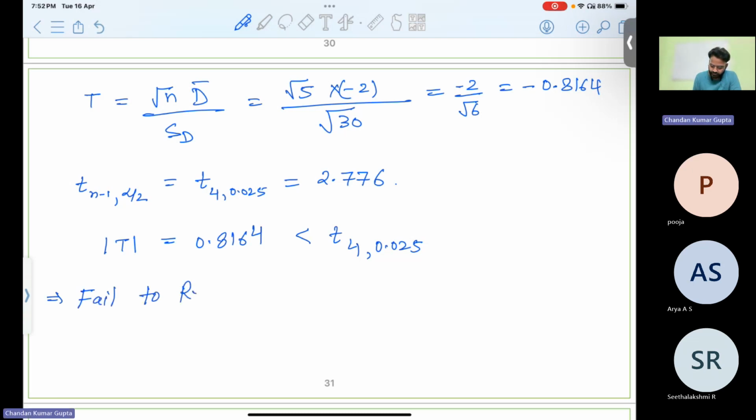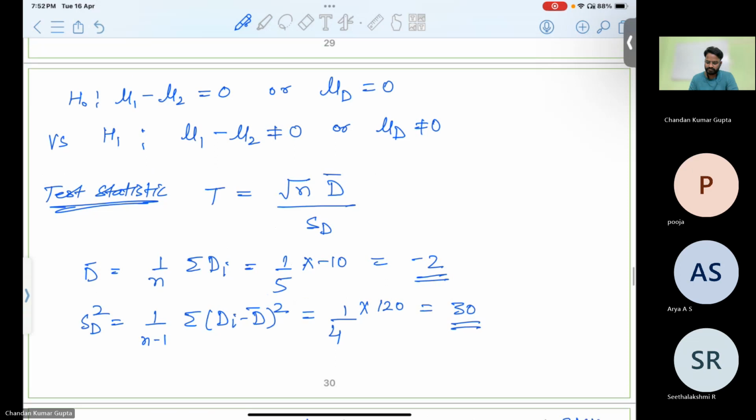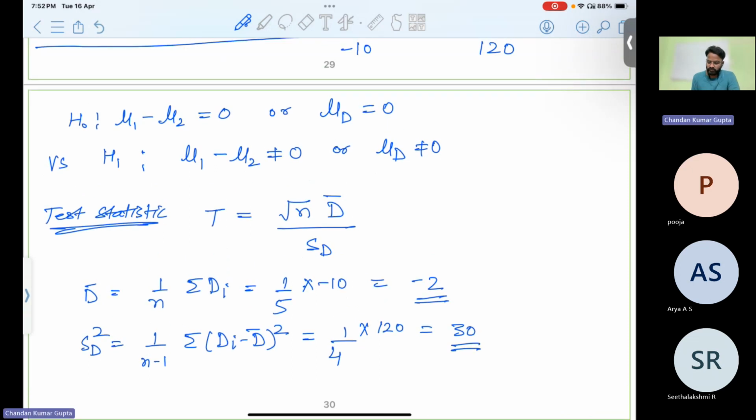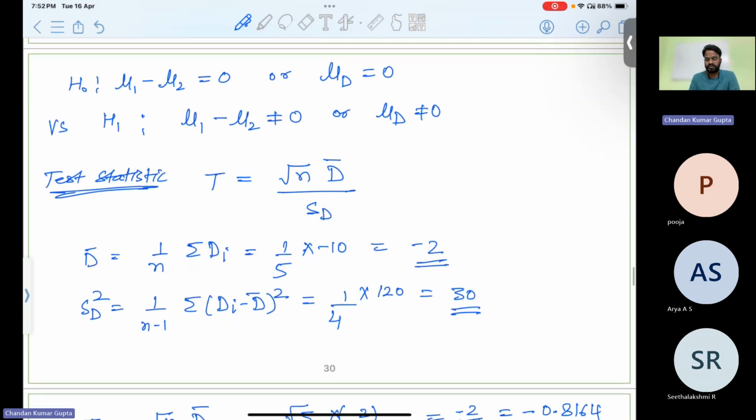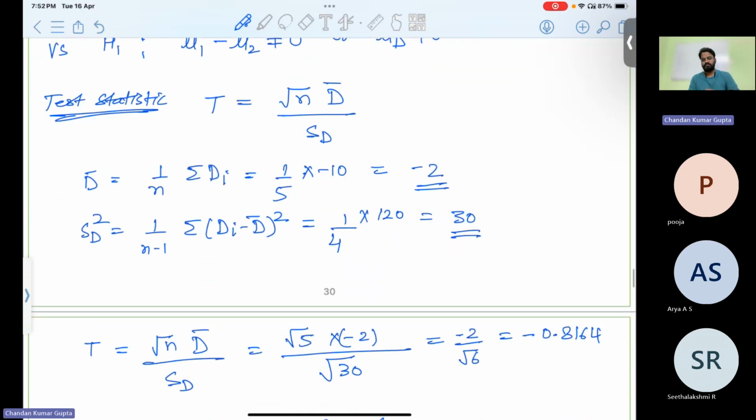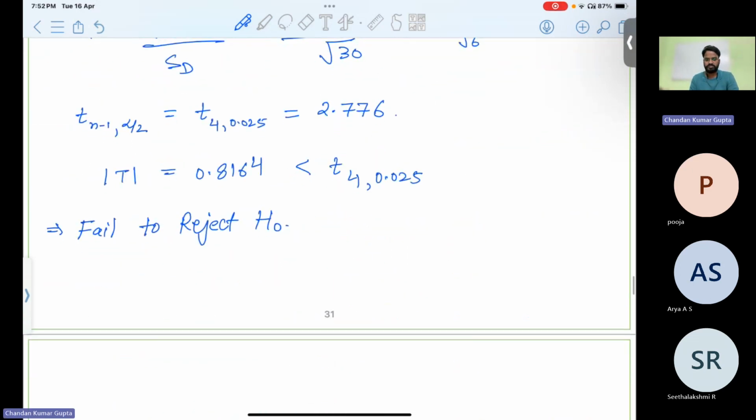we fail to reject H0. That means we accept, that means the difference between these two is 0. That means there is no significant difference between the IQs of students before and after training. So there is no benefit of training actually. So this can be calculated with the help of these data.